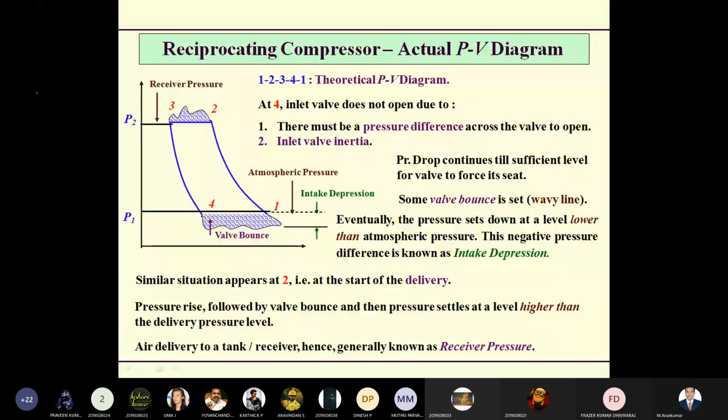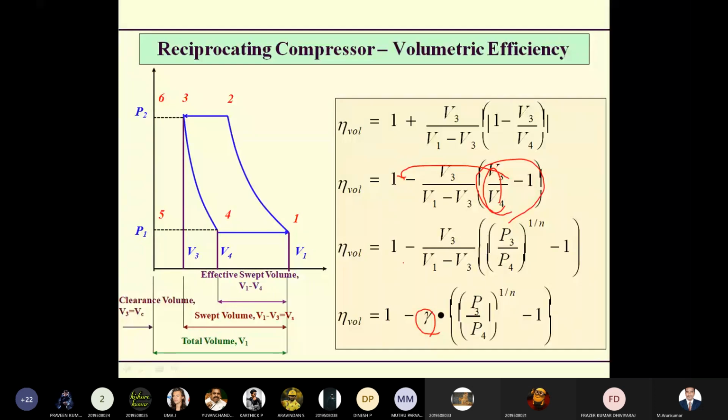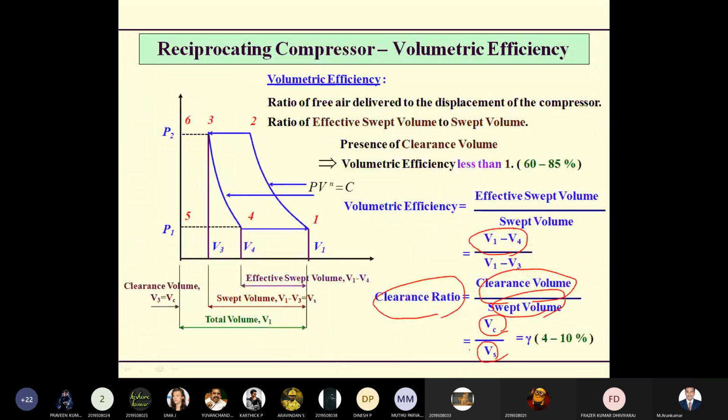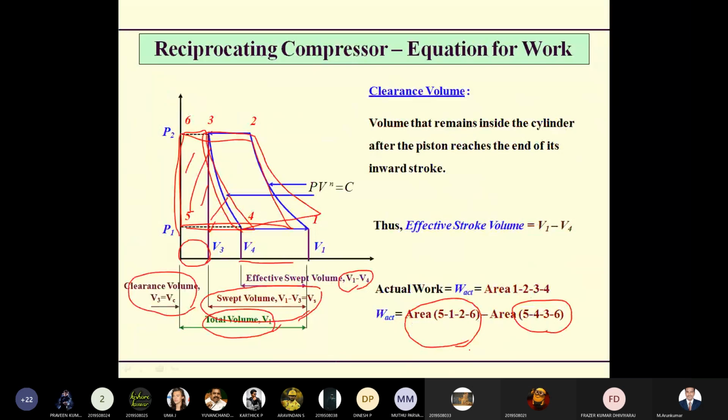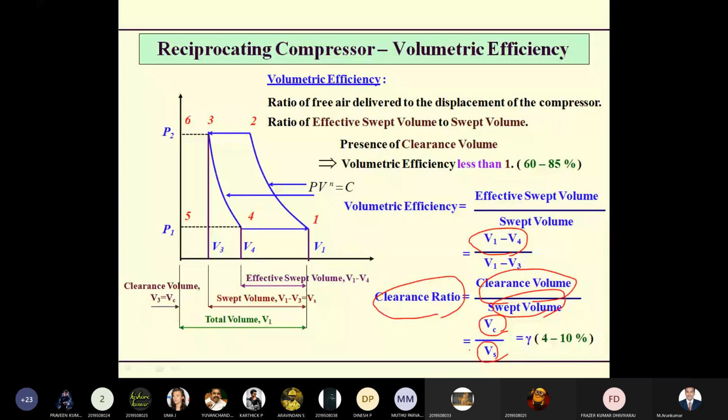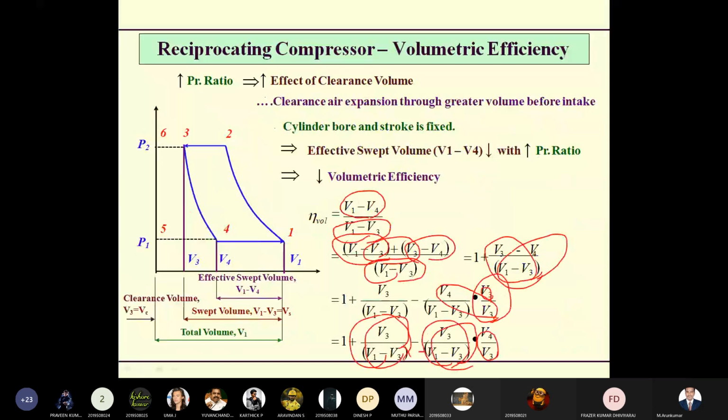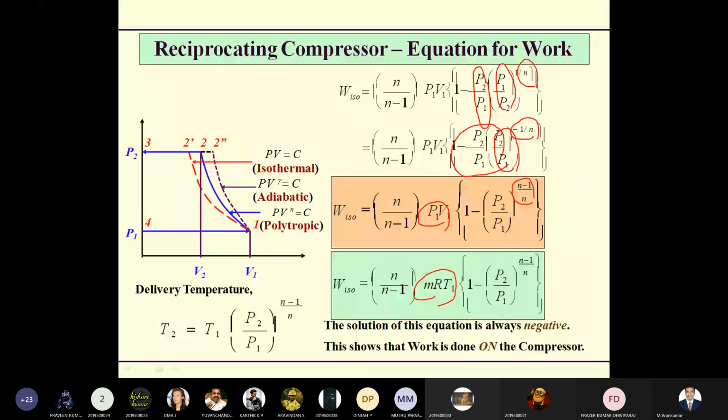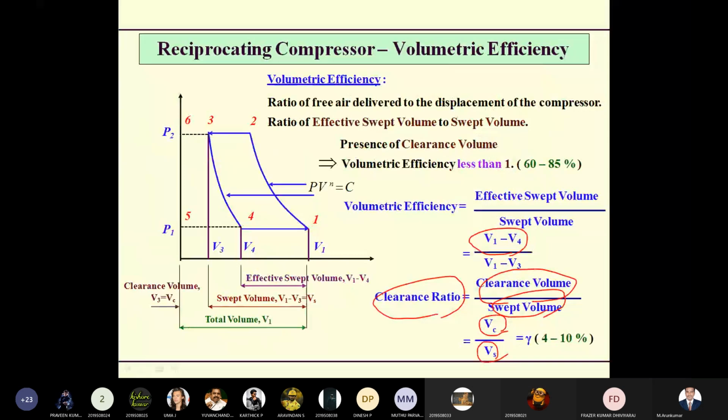Just remember this formula. If you want the volumetric efficiency of the reciprocating compressor, just remember this formula. And if you want the work done, the equation of work for the reciprocating compressor, just remember this equation, that's enough. If you want to derive this equation, you have to work it out. So this is your theoretical PV diagram.